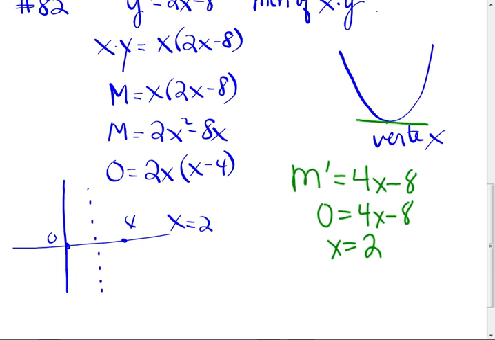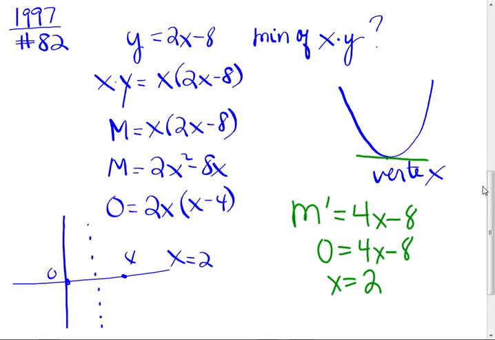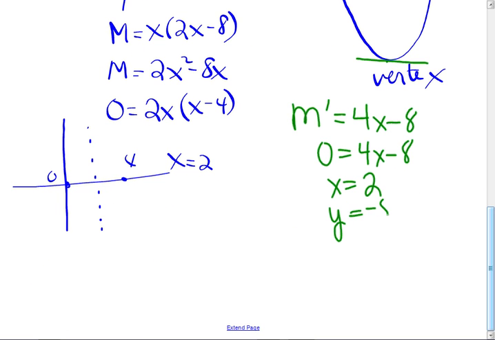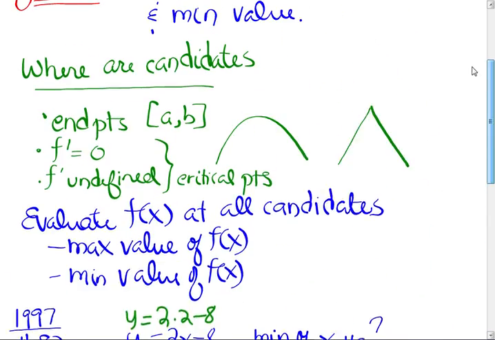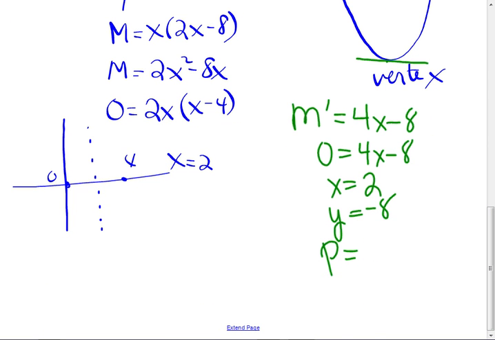Now, if they ask you for minimum, you wouldn't have to justify it, because obviously that's what it's going to be. So if x is 2, what's the y value? Y is equal to 2x minus 8, so it's 2 times 2 minus 8. What's that give you? Negative 4. So y equals negative 4, and the product is equal to negative 8. Oopsie, he gave me the answer and I just picked up on it. Get in the right place. The answer is negative 8.